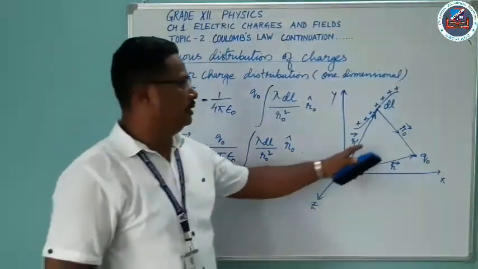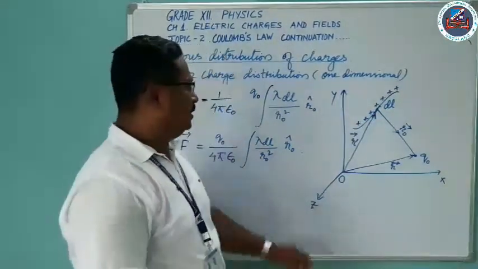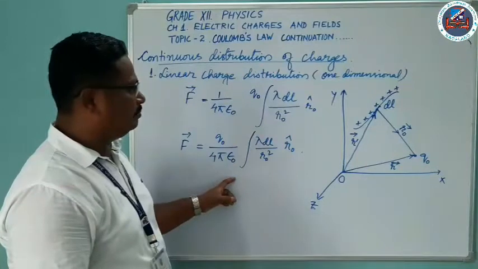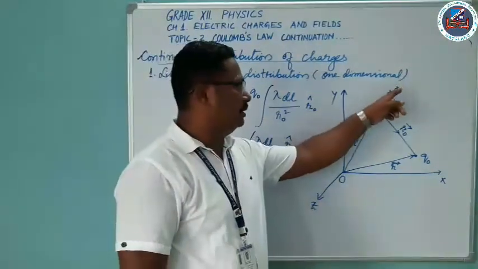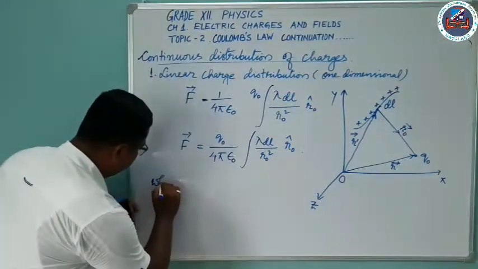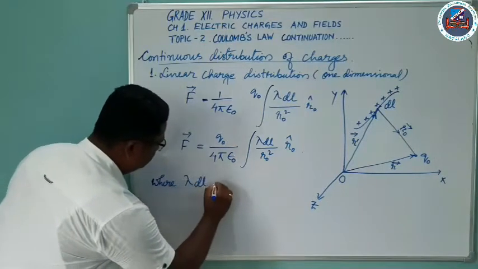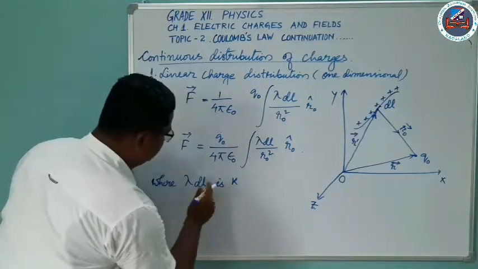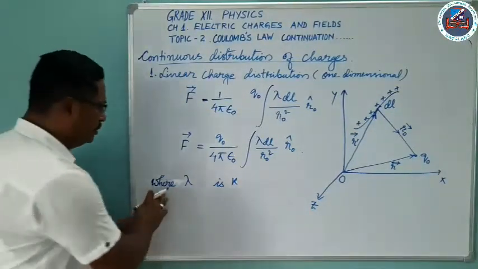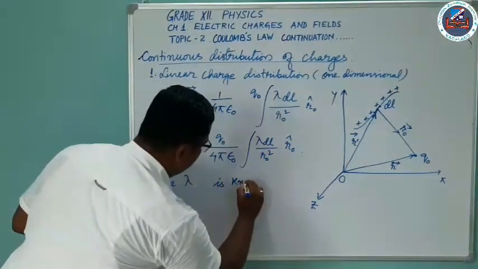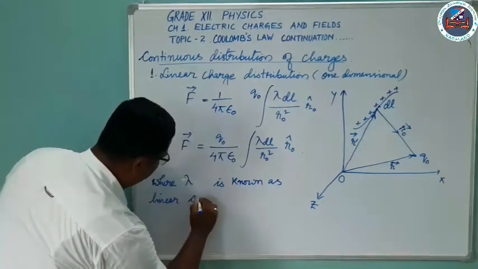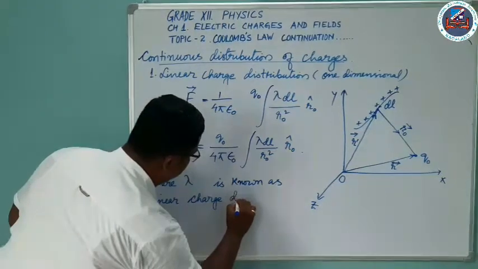This is the presence of linear charge distribution. Here dl is a small portion of the wire. That's why we are doing the sum. This is a line integral. The sum of all the charges in the wire will be represented by lambda dl, where lambda is known as linear charge density.